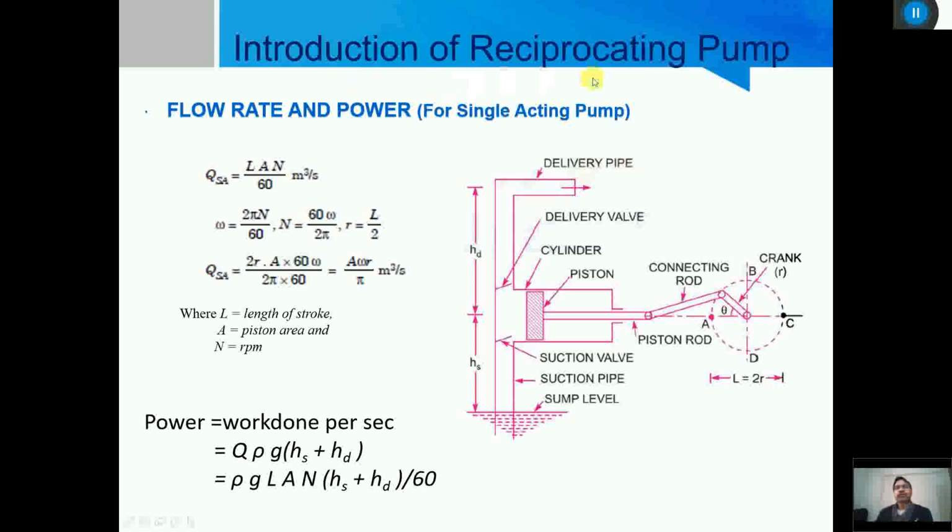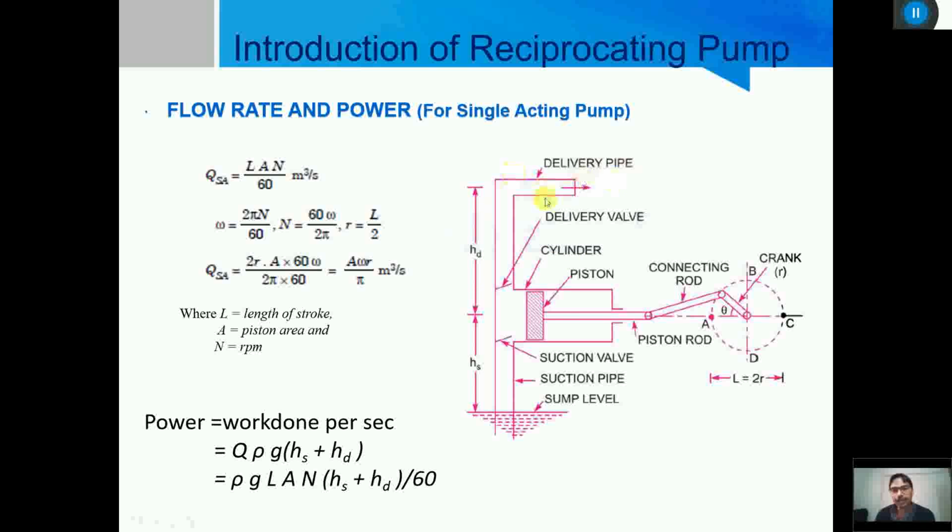Introduction of reciprocating pump. Now see the discharge here. So see here, if L is the stroke length, L equal to 2R, that is stroke length, R is the radius of crank, then the discharge through the pump we can calculate here as volume of the liquid.